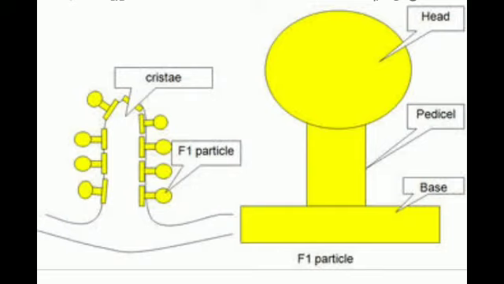Next, oxysome. It is an important part of mitochondria. The inner mitochondrial membrane bears minute, regularly spaced tiny racket-shaped particles known as oxysomes, F1 particles. They are involved in ATP synthesis.